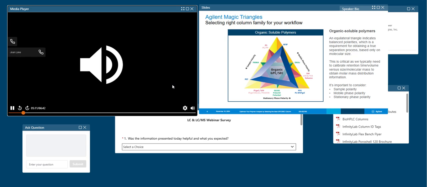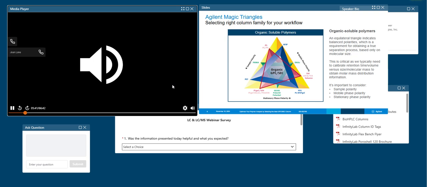Here we show an equilateral triangle indicating balanced polarities, which is a requirement for obtaining a true molecular size only based separation. You need a balance between sample polarity, mobile phase polarity, and packing polarity. This is critical for running GPC as no interaction of the sample and the packing is wanted. Look at the outside of the triangle. Say our sample is polystyrene, seen here in the lower polarity range.